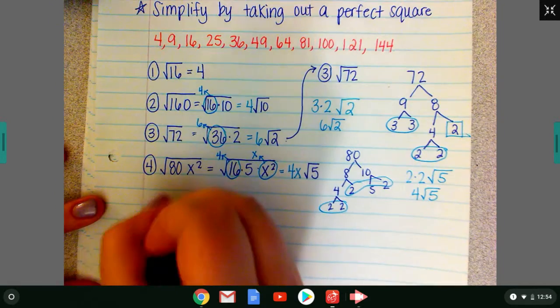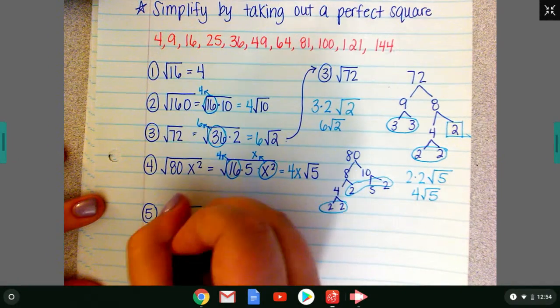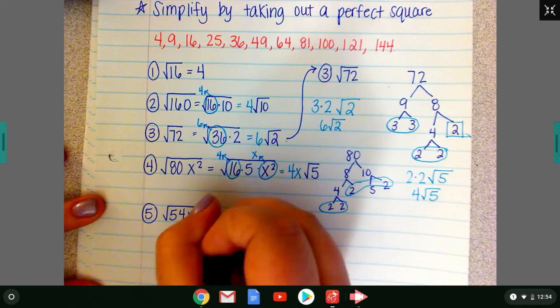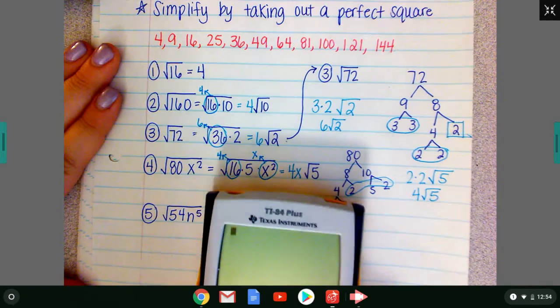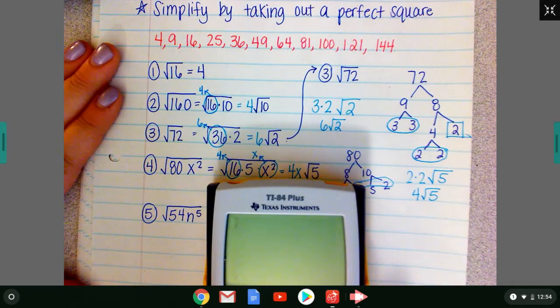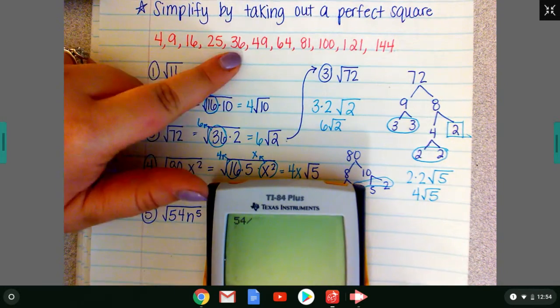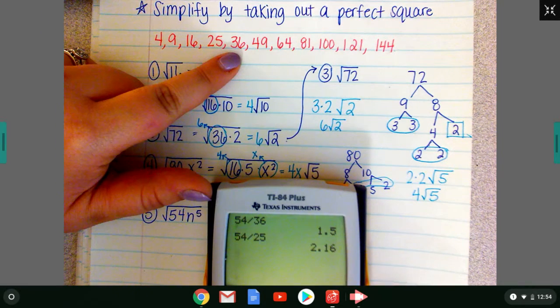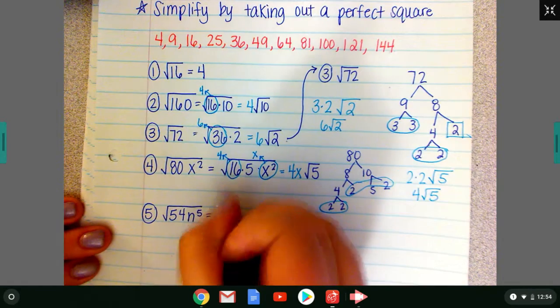Let's do another one and then we'll move on. So how about the square root of 54n to the 5th? So let's check our list. What goes into 54? That's a perfect square. I'm not going to start until I get to like 36. That's too big, I know though. Does 25 go into it? No. Does 16 go into it? No. Does 9 go into it? Yes. 9 times 6. Hopefully you knew that one, but there it is.